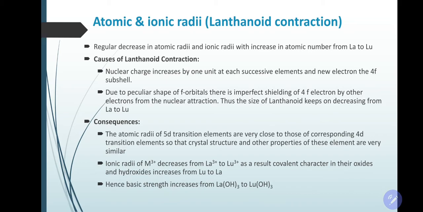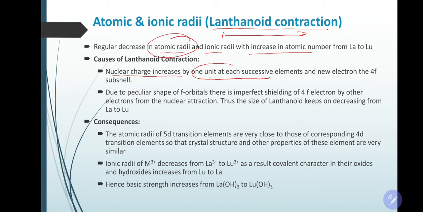Now next let us see some of their physical properties. Ionic and atomic radii. It is also known as lanthanide contraction. Now what is lanthanide contraction? Let us know. There is regular decrease in atomic radii and ionic radii with increase in atomic number. So as you go from left to right, there is decrease in atomic radii. Now let us learn what are the causes of lanthanide contraction. So what will happen? Nuclear charge increases by 1 unit.